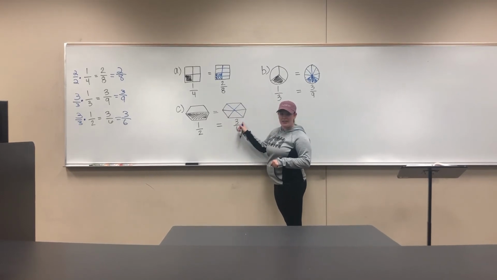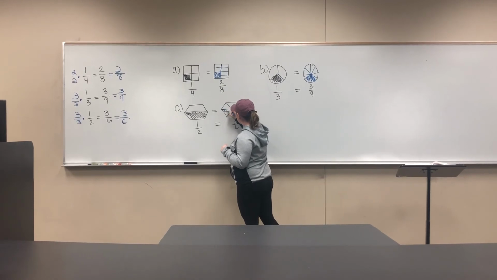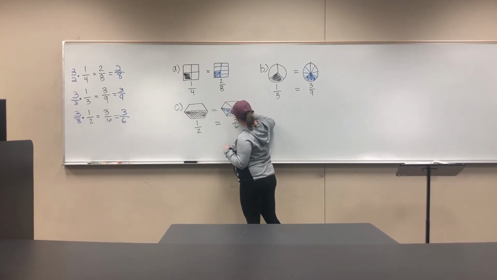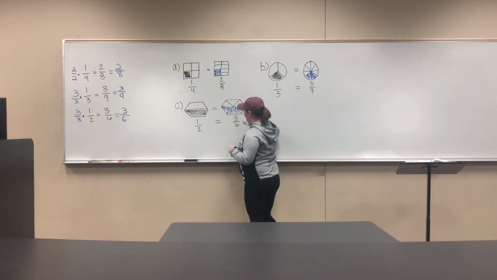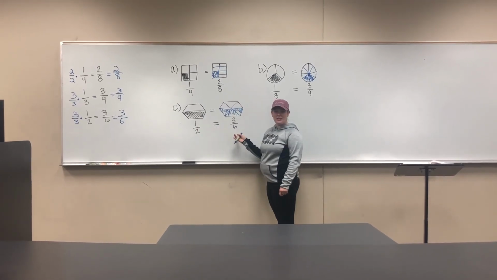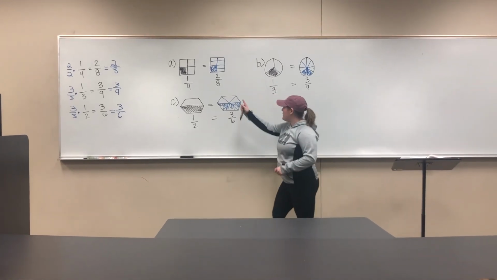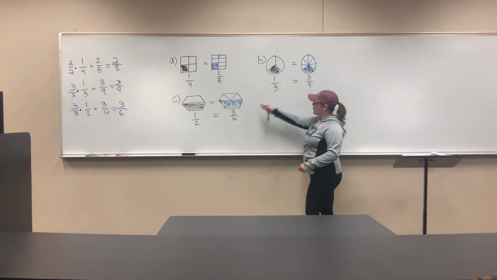And what does our 3 tell us again? How many parts are shaded? So let's shade those in. 1, 2, 3. So you can see 1/2 is equal to 3/6. So that is how you subdivide, and we can see how these are all equivalent.